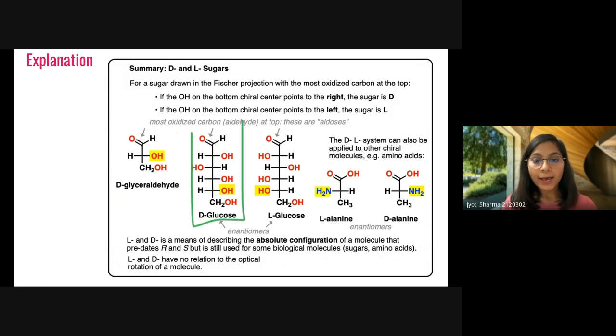If we have this OH, we have to look at this OH. If this OH is on the right-hand side, then this will be known as D glucose. If this is on the left-hand side, then this will be known as L glucose. Okay, so this is nothing but a kind of mirror image. So if the OH is on the right side, then this will be D glucose. If this is on the left side, then this will be L glucose.